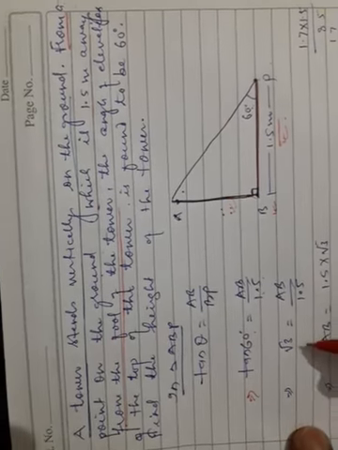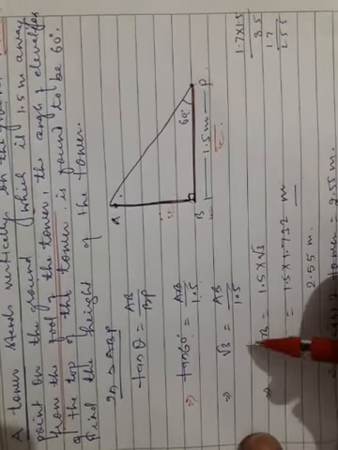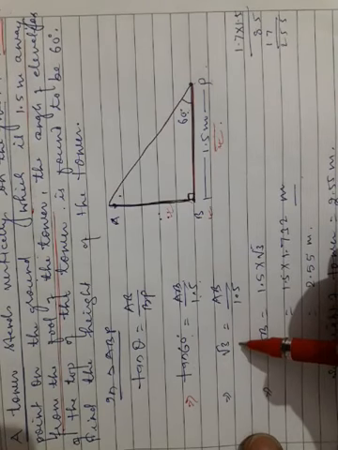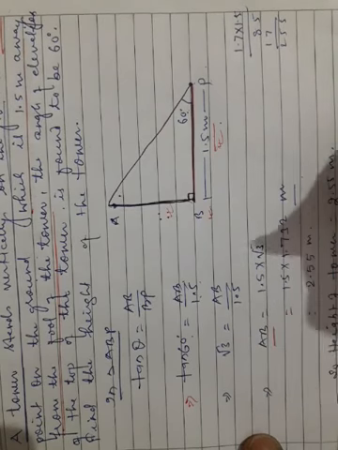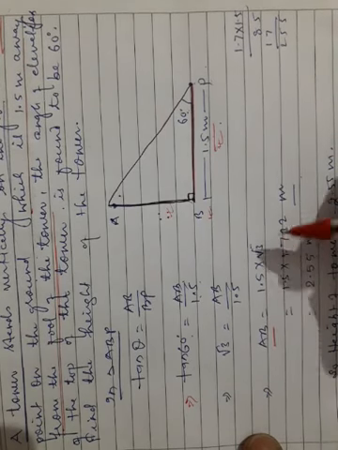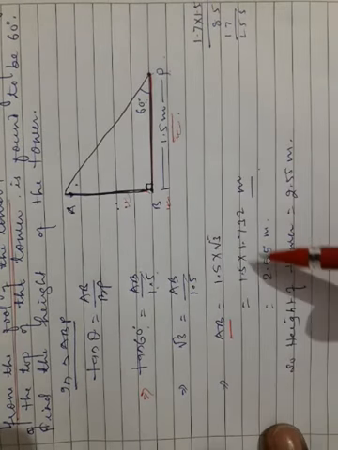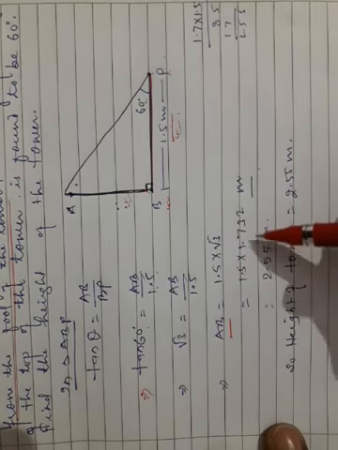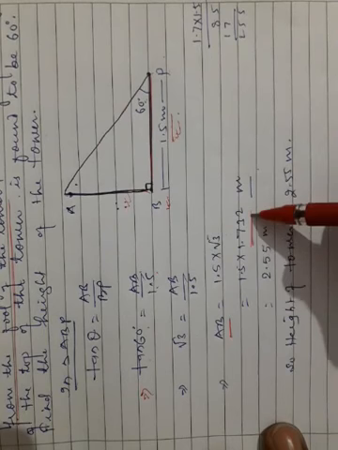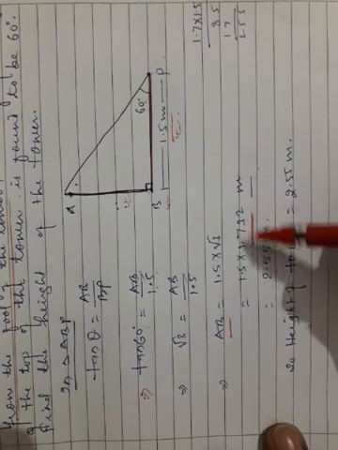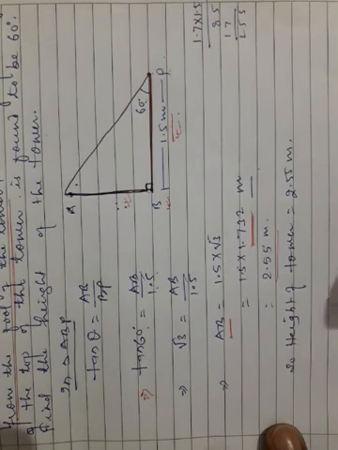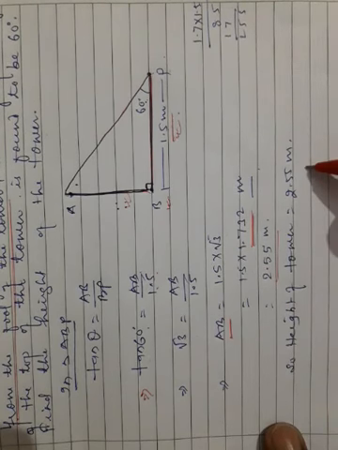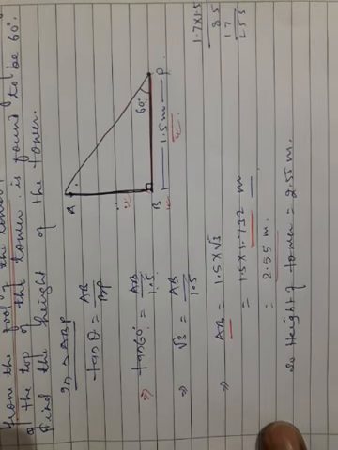After substituting the value of tan 60 degrees as root 3 and cross multiplying, you will find the value of AB is 1.5 into root 3. As you know, the value of root 3 is 1.732. Substituting this value instead of root 3 and multiplying it with 1.5, you will get the answer 2.55. So the height of the tower is 2.55 meters.